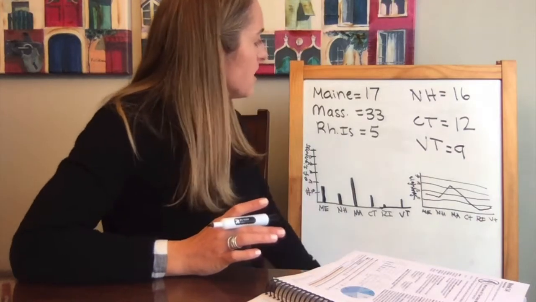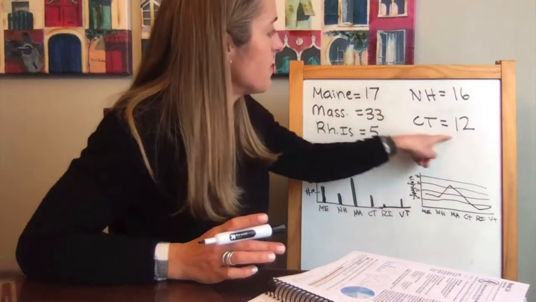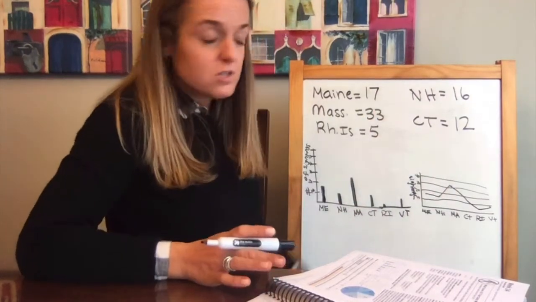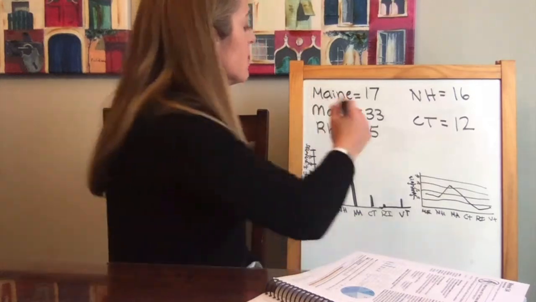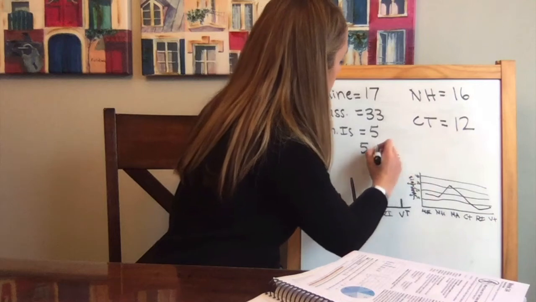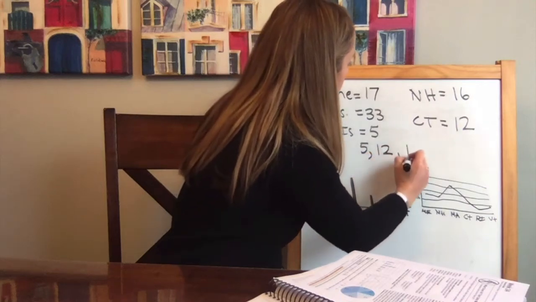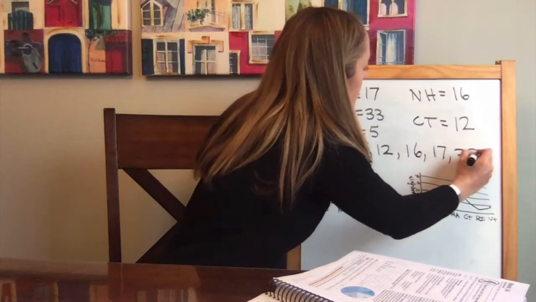So why don't we eliminate this last one so that we're working with 5 numbers, okay? So the first thing we want to do is put these numbers in order from smallest to largest. So that would be 5, 12, 16, 17, and 33.